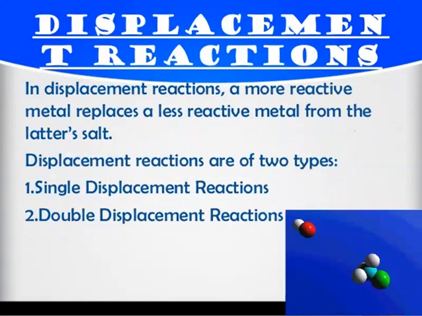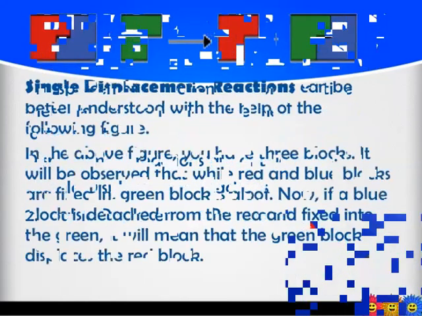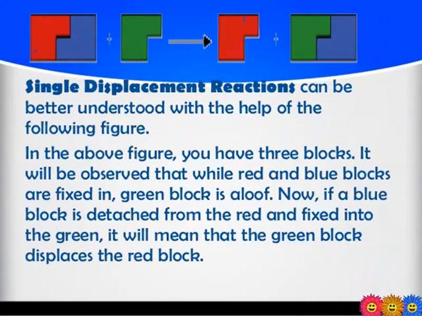Third, displacement reactions, which involve a more reactive metal displacing a less reactive metal from its salt solution. Displacement reactions are of two types: single displacement reactions or double displacement reactions. A single displacement reaction can be observed with the change in color of the solution, where one highly reactive metal displaces a less reactive metal from the salt solution.